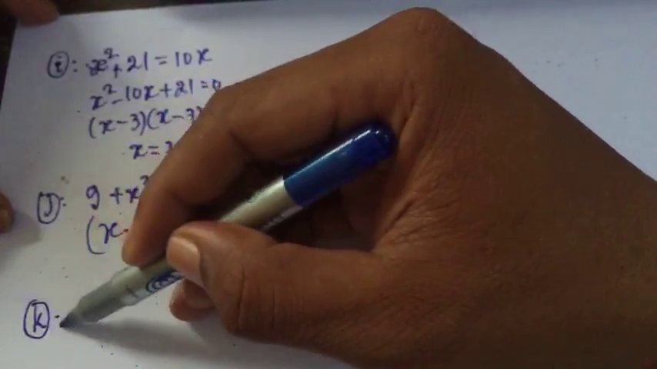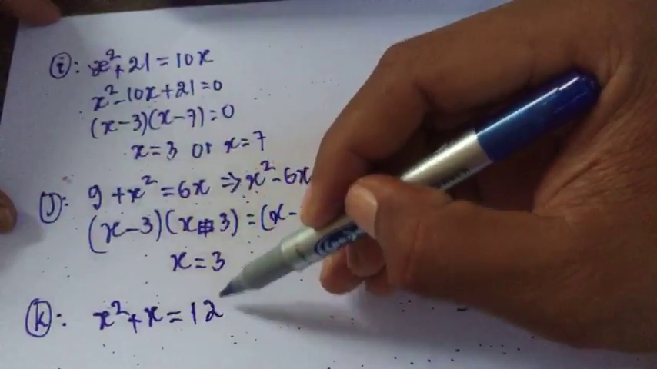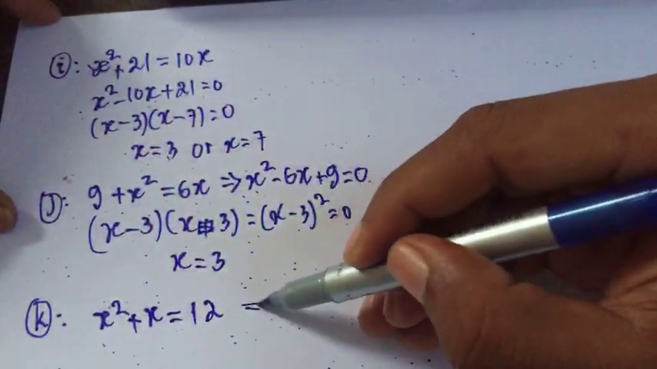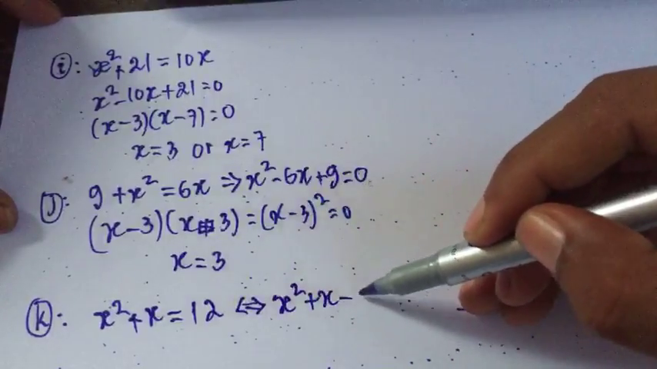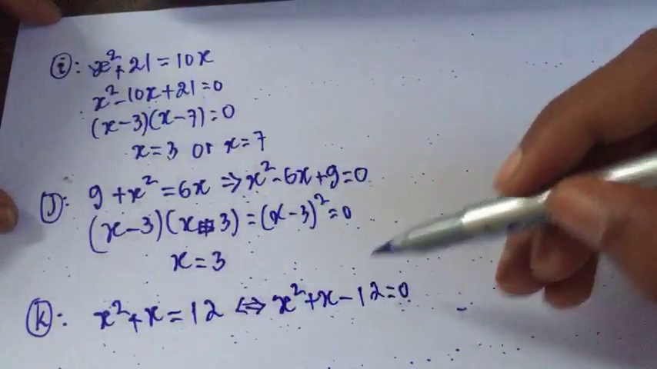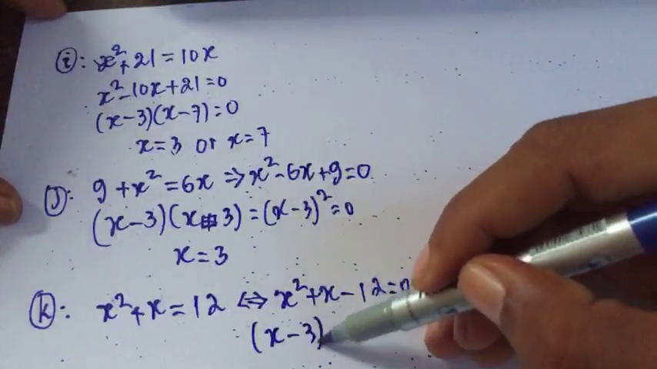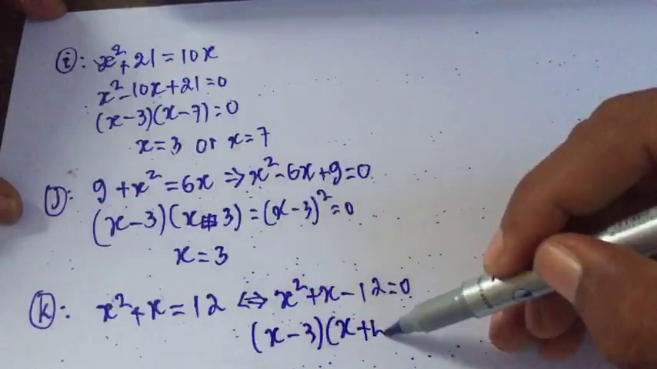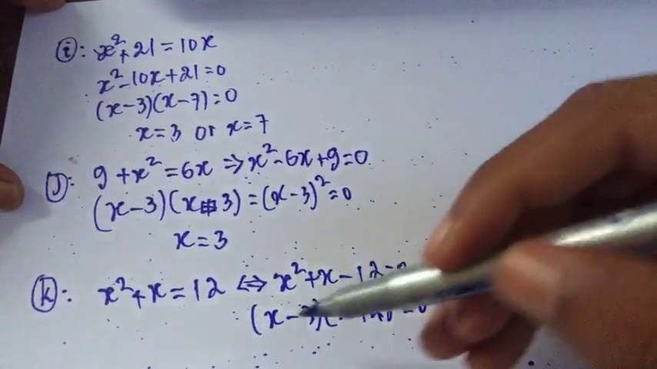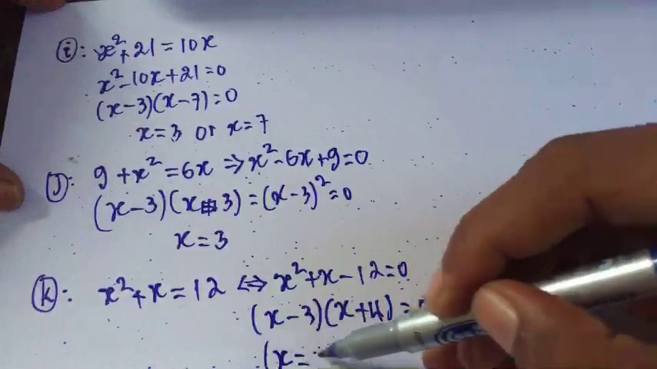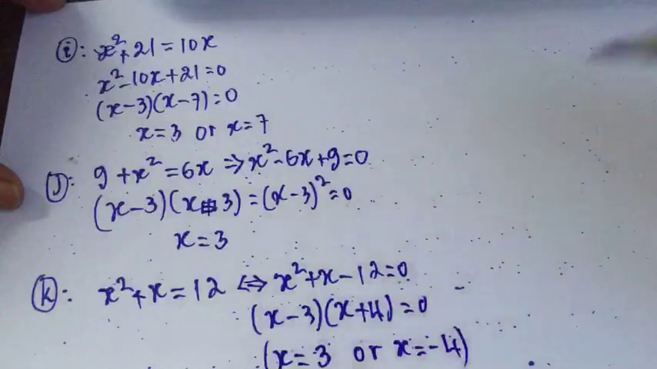Okay. x squared plus x equal to 12. Simplify it: x squared plus x minus 12 equal to 0, and then you can factorize x minus 3, x plus 4 equal to 0. We can find x equal to 3 or x equal to minus 4.